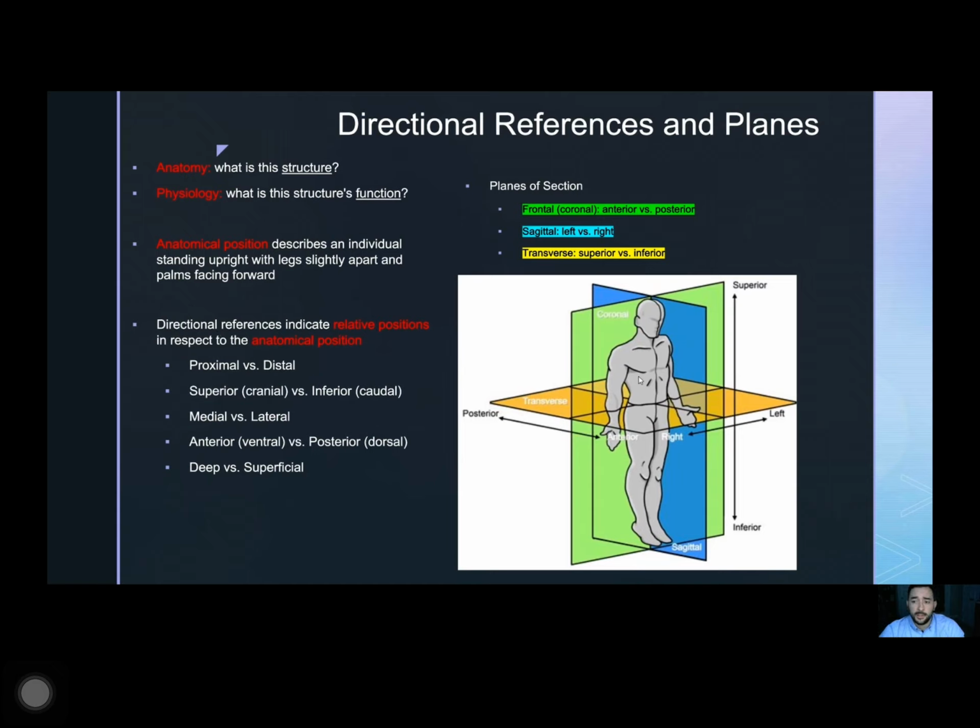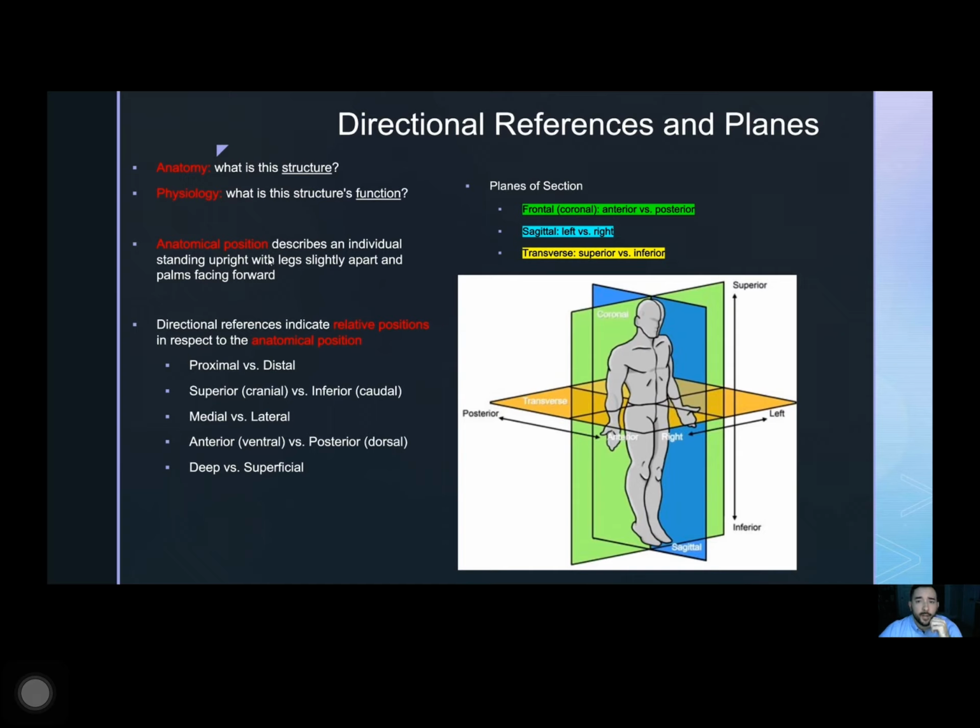Anatomical position, you can see in the picture to the bottom right, this is a man standing in anatomical position. So your feet pointed forwards and your hands and palms down to your sides also pointing forward. This is really important because when you're talking about anatomy, this will keep everything the same across the board, so everyone will understand what you're talking about.